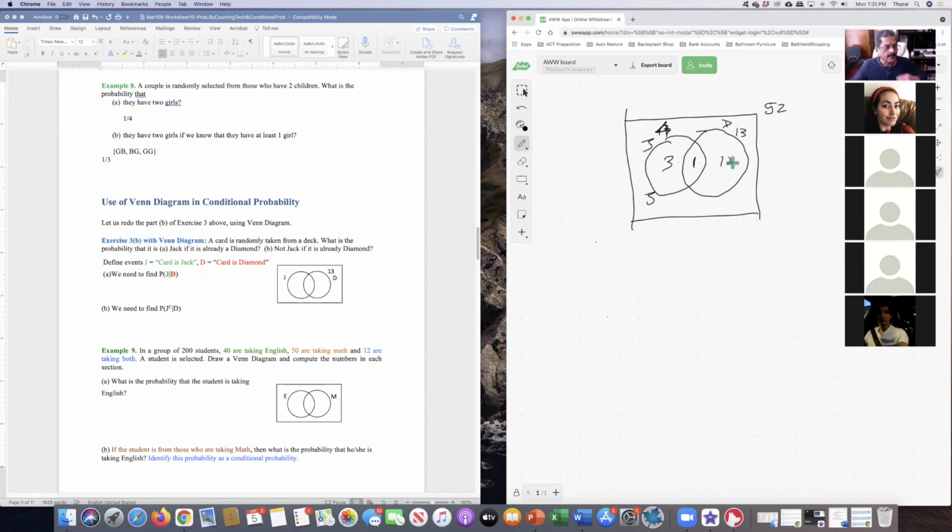Now, the probability that J given D means diamond has already occurred. So the part A, probability of J given D means diamond has already occurred means your outcome is in this circle. If the outcome is in this circle, then that means you are limited to these 13. Out of those, how many will make the event J happen?